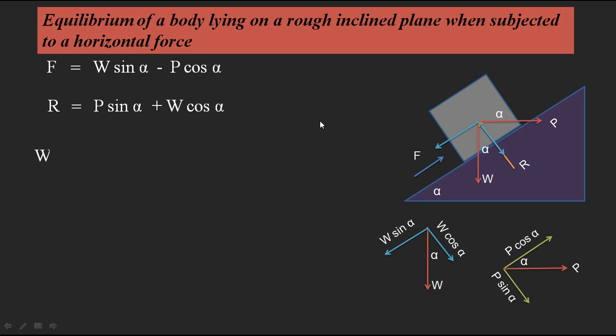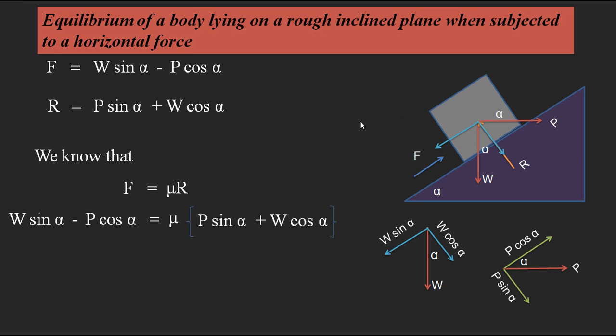Next we go for the frictional force formula. We know that the frictional force F is equal to mu R, the coefficient of friction times the reaction force, the normal force. R is the normal force here. F we already got as W sin alpha minus P cos alpha, which is equal to mu times the R formula we got, written in brackets, P sin alpha plus W cos alpha. Now take the mu inside the bracket: mu P sin alpha plus mu W cos alpha.